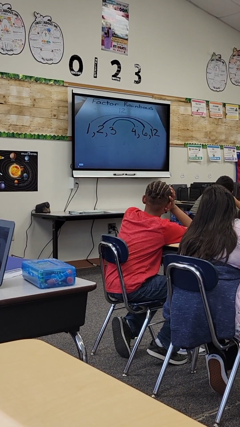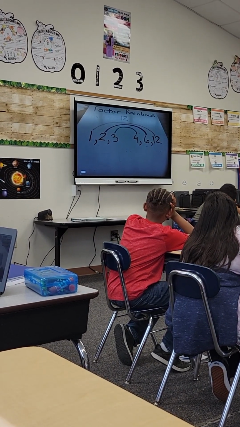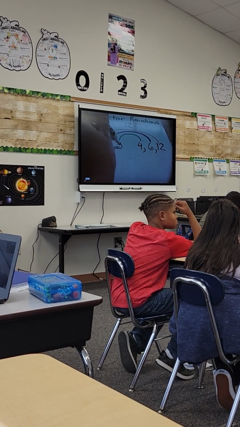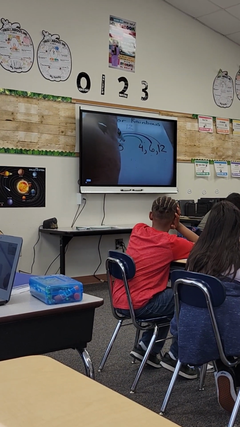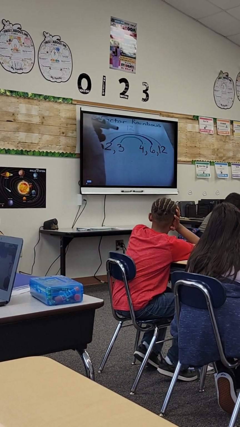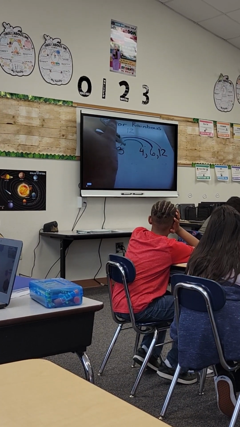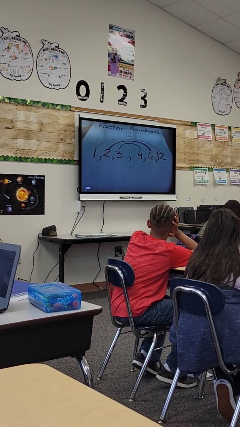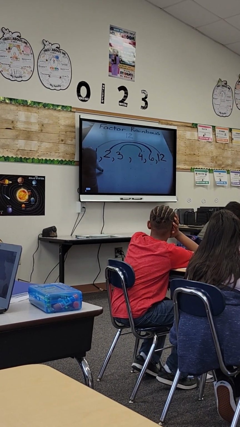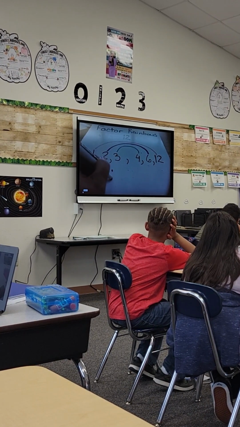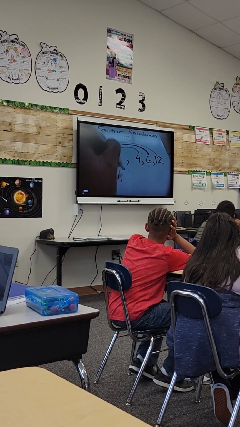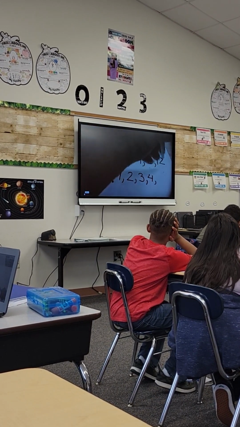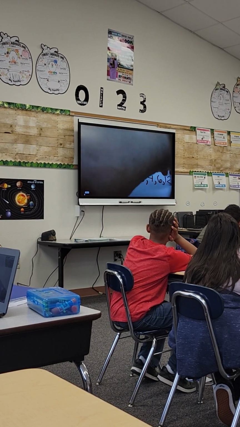12. Now, I know that I'm done with my factor rainbow because when I start on the left and I'm counting 1, 2, 3, the next number would be 4. But I'm not going to put 4 right here on the left because 4 is already on the right. When I get to a number that's already on the right side of my rainbow, that's when I know that I'm finished. So now I can say that all of the factors of 12 are 1, 2, 3, 4, 6, and 12.